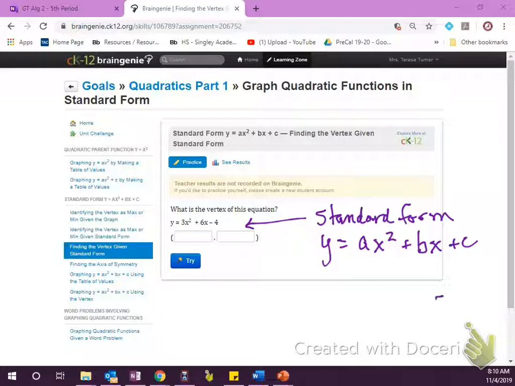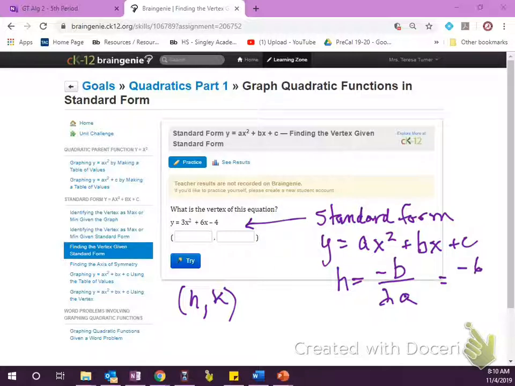So the formula says that your vertex is h comma k. The h is equal to negative b over 2a. So you need this formula. If we look at this equation, b is 6. So I have negative 6 over 2 times a, which is 3. So I have negative 6 over 6, which is negative 1. So my h value here is negative 1.